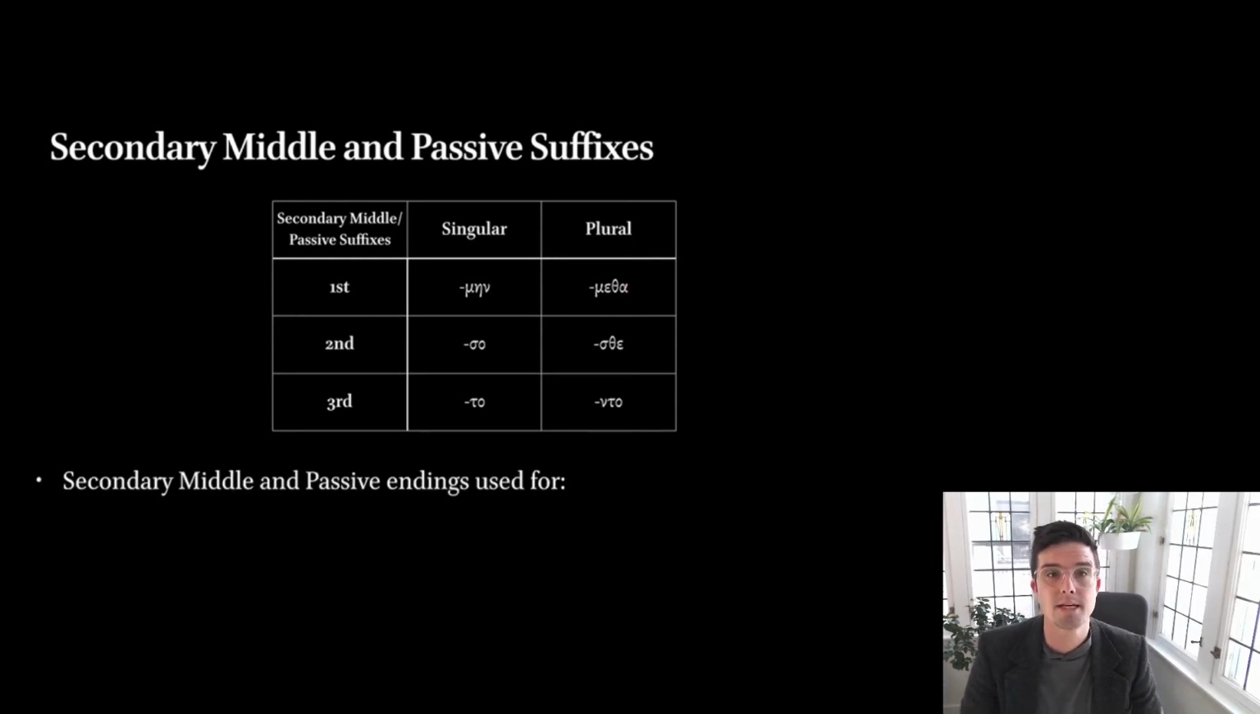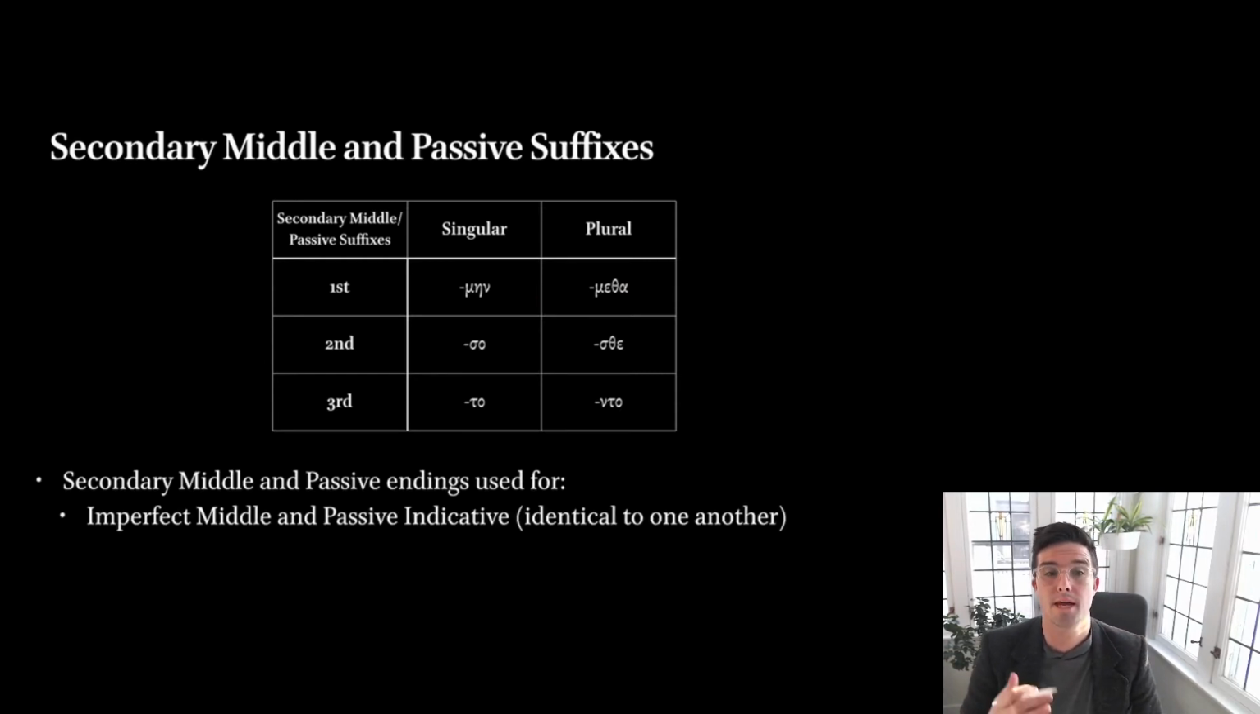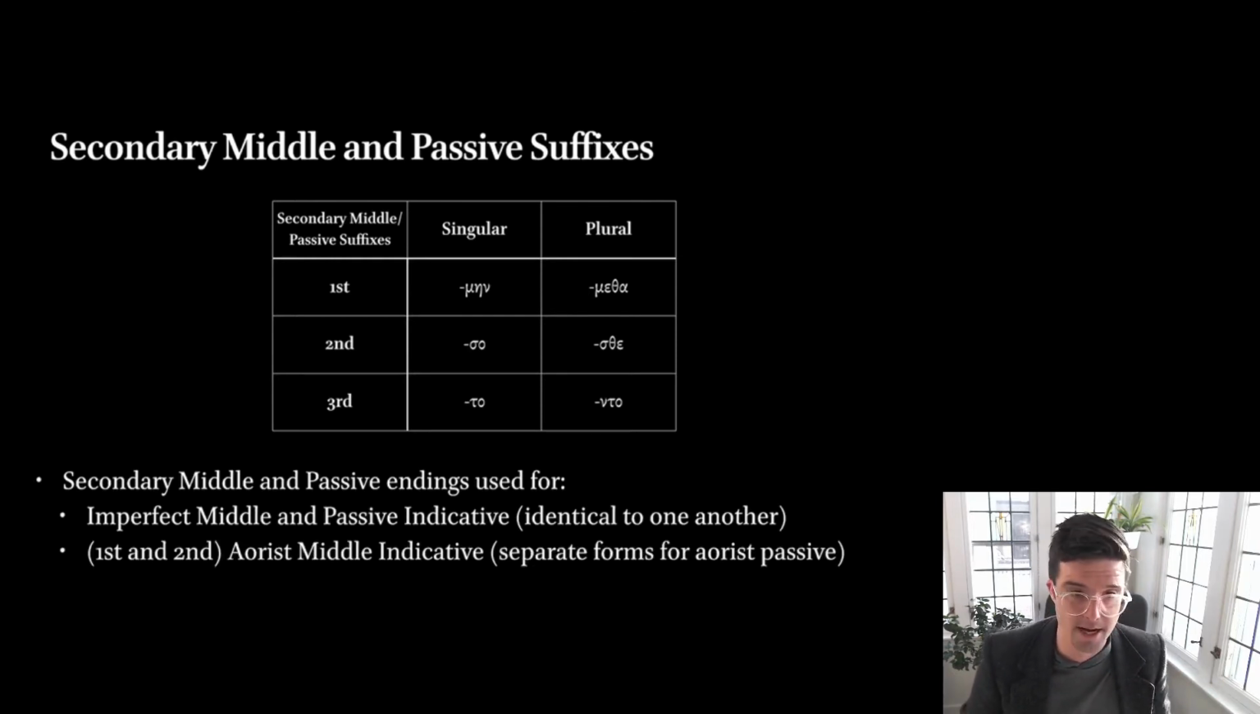What we're going to see is that the secondary middle and passive suffixes are used for the imperfect middle and passive indicative, which are going to be identical to one another. That is, the imperfect middle is going to look exactly like the imperfect passive, just like the present middle and the present passive looked identical to one another. And the way that you identify whether it's a middle voice verb or a passive voice verb is based on the context of the sentence itself.